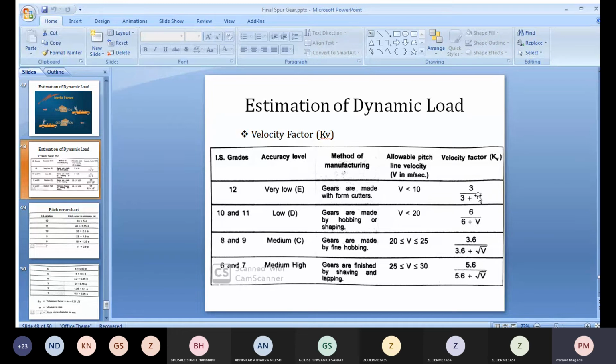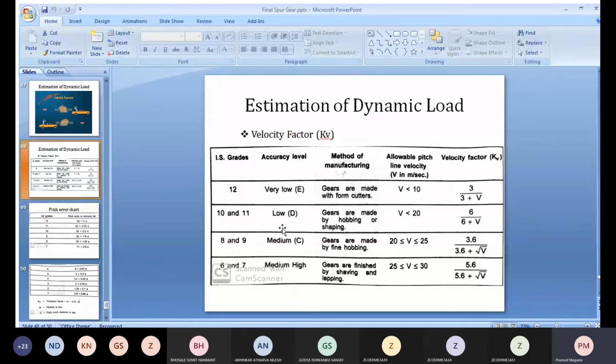So many times they will give the value of kV directly, कारण बऱ्याचशा बुक्स मध्ये नोटेशन्स वेगळे असल्यामुळे स्टुडंट गेट कन्फ्युज्ड. So to avoid that, in exam they will give, you can check the previous question papers also, they will directly give the kV value which we have to take, and this V is nothing but pi dn by 60, as per the pinion and gear. This is about the estimation of the velocity factor, first condition.